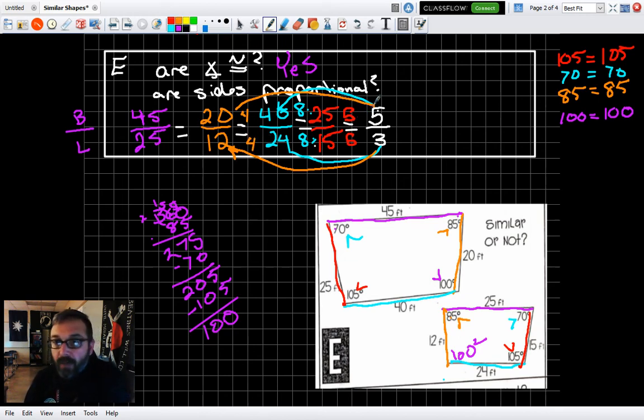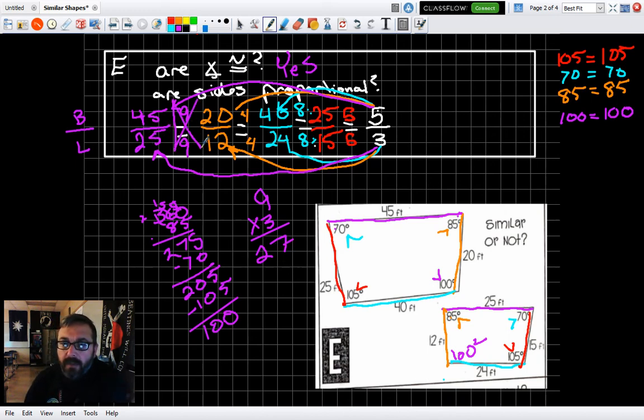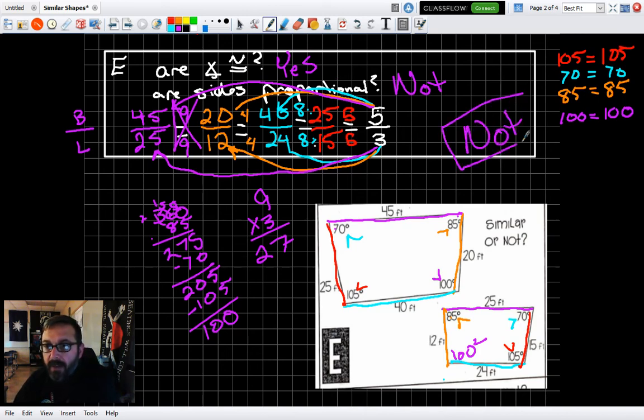All right, now the last one. Looking good so far. 5 times 9 is 45. Okay. 3 times what is 25? 3 times 9 is 27, not 25. This is not proportional. Because it's not proportional, they are not similar shapes.